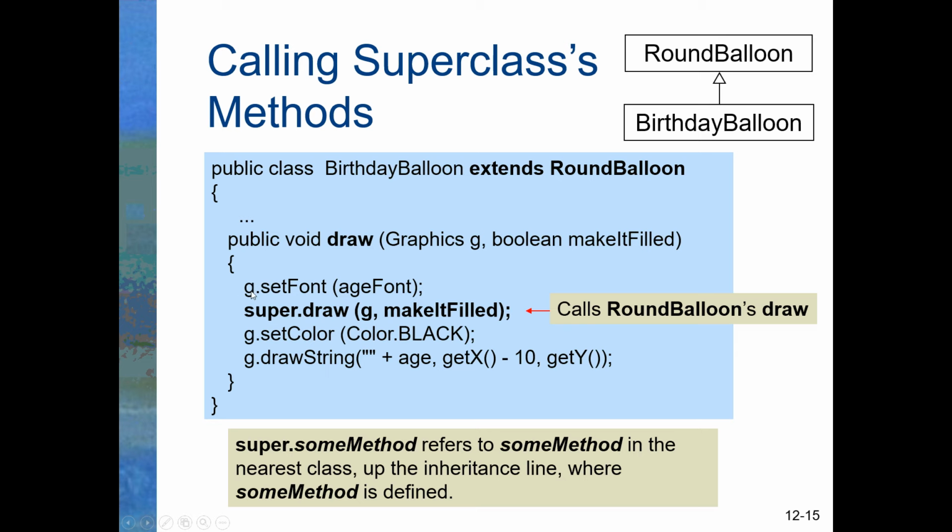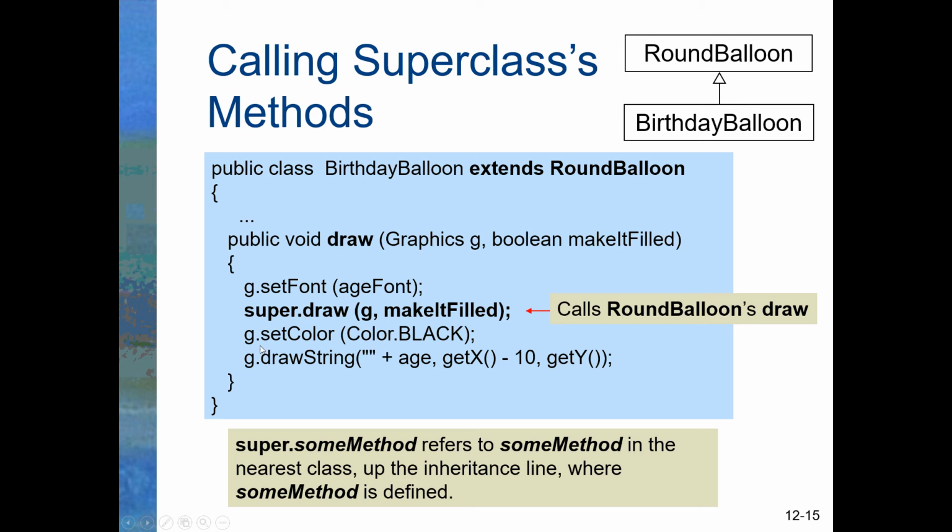So, but for birthday balloon, I'm going to set my font. So we have something called an age font that was probably some kind of private field up above that, based off of the age of the user, they get a different font. And then we're going to call super.draw. We're going to call the draw method from round balloon, and I'm going to utilize it with the G make it filled. So rather than rewrite all that code for that, I'm just going to utilize his code.